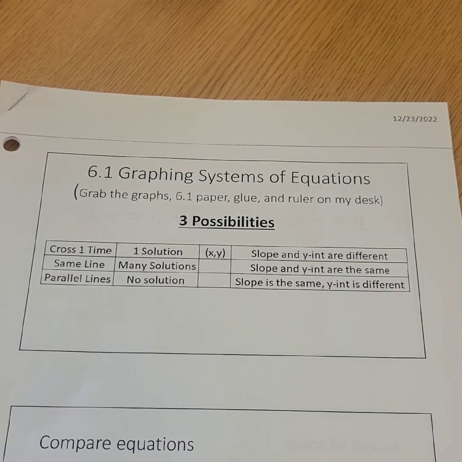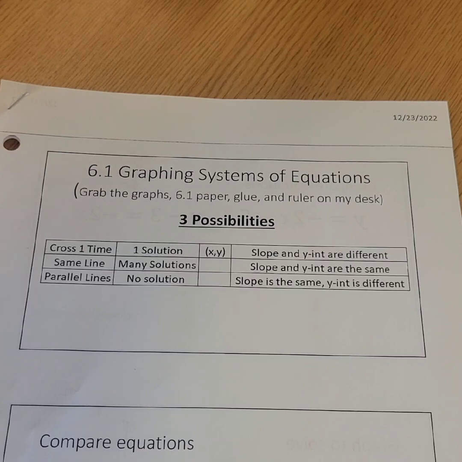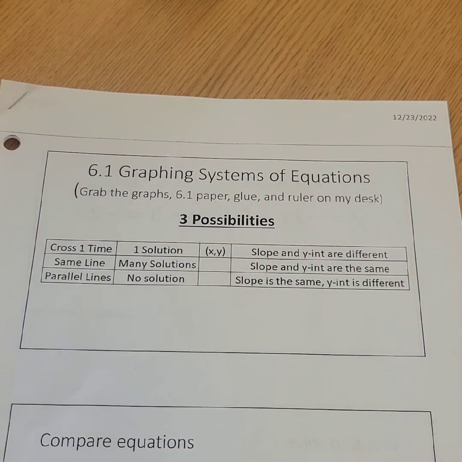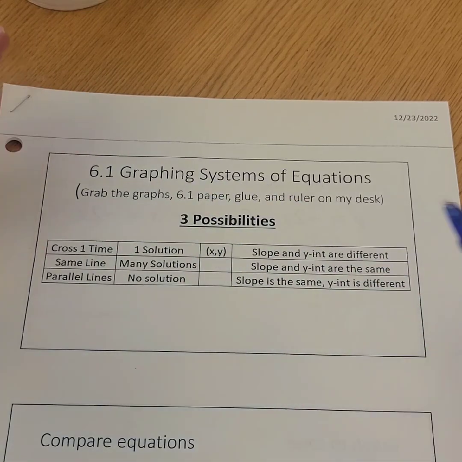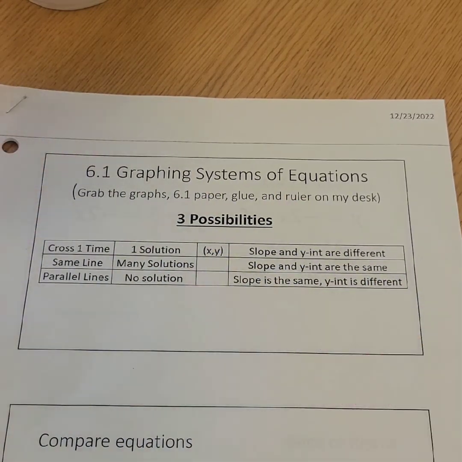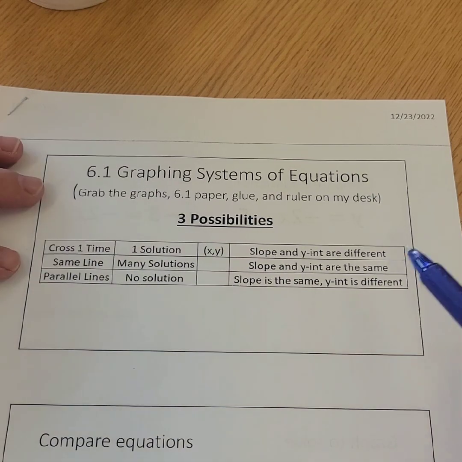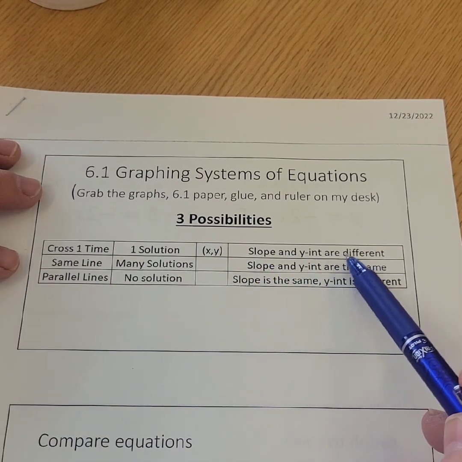Okay, so 6.1, graphing systems of equations. As we've learned previously, sometimes there's one answer, sometimes there's many solutions, sometimes there's no solution. What they mean by solution is where do they cross? If they cross one time, there's one solution, and it's literally where does it cross? What point? The slope and y-intercept are different.